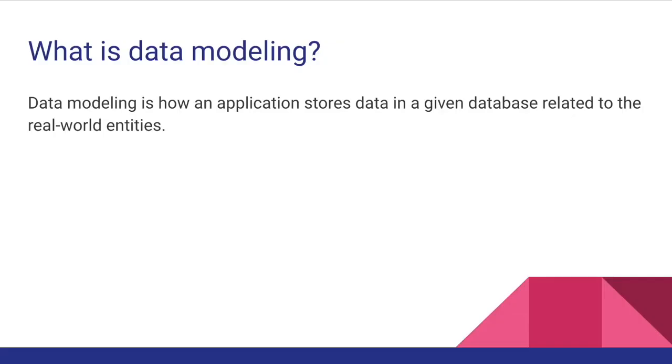Amazing, right? Today I will walk you through a 5-step process that will help you in data modeling for your application. But before that, what really is data modeling? Data modeling is all about how an application stores its data in a given database, related to the real world entities. There are two types of databases, relational databases and NoSQL databases. I assume you are already familiar with that, but let's take a quick refresher.